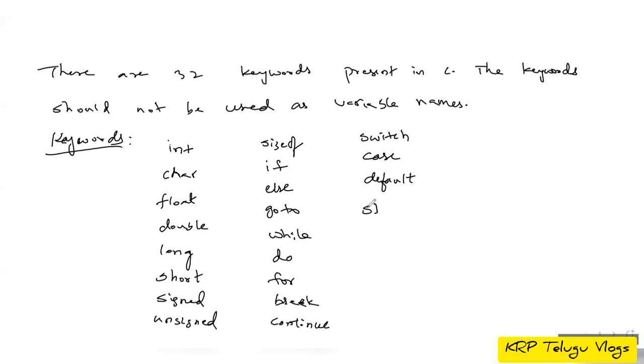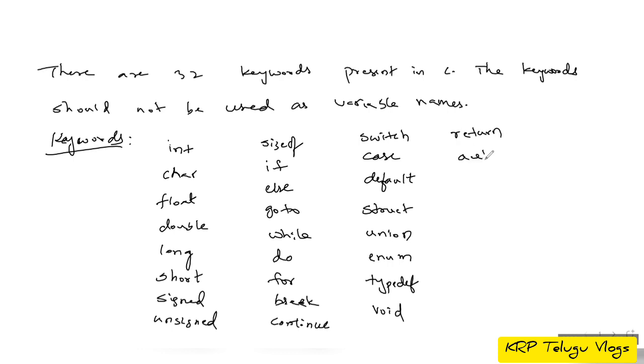So structures: struct, union, enum, typedef. Next we'll go for functions. So void, return. Next we'll go for storage classes.